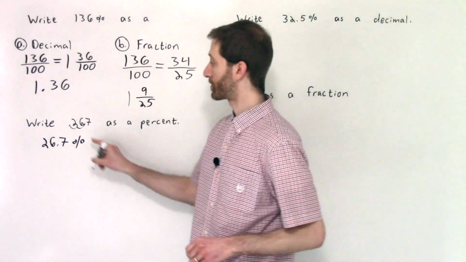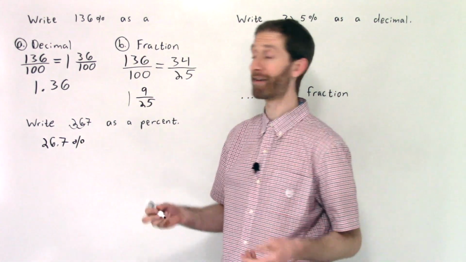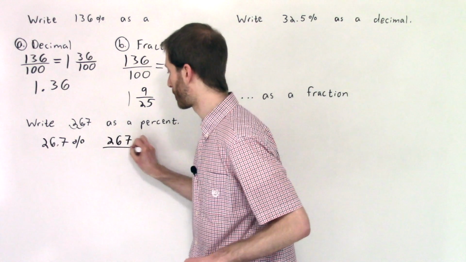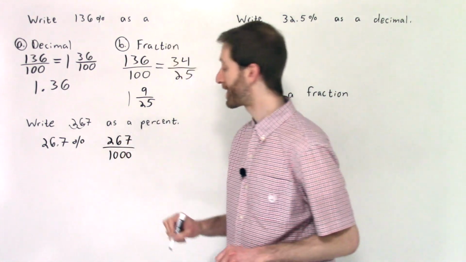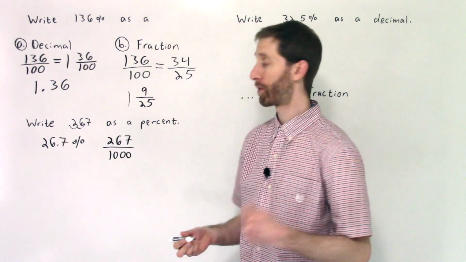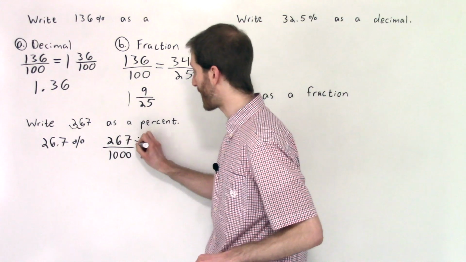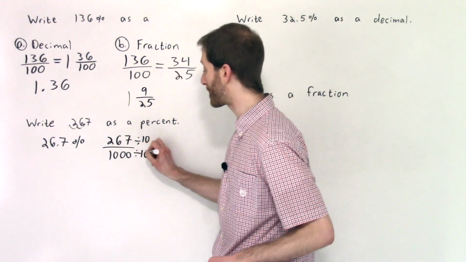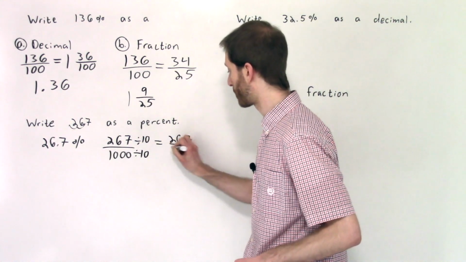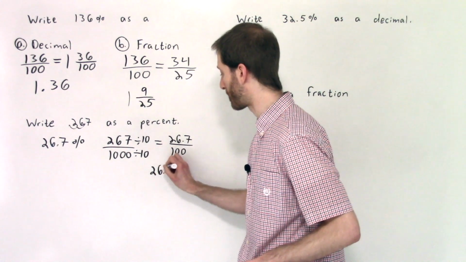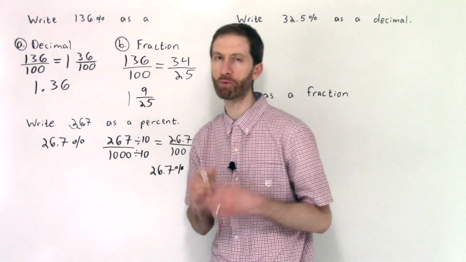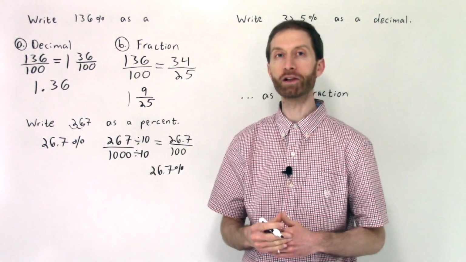Or you could do a straight up translation. 0.267 is 267 thousandths, right? And then you could convert that into a percentage by putting it out of 100, because after all, a percent is a number per 100. So we'd have to divide top and bottom by 10, because I want 1,000 to become 100. So that's going to be 26.7 out of 100, which is 26.7%. Most people typically prefer the first way, but the second way is a good way of doing this more formally.